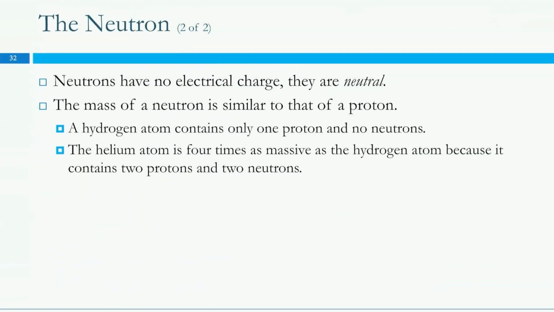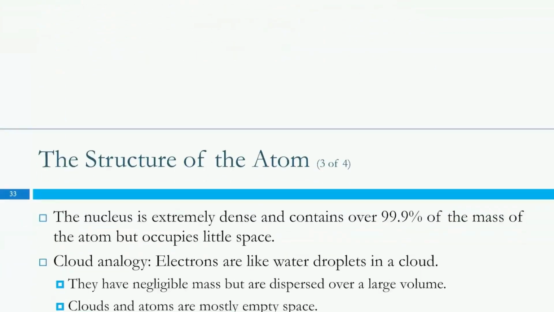So this is something you need to know, and again, it'll be on a highlight slide at the end, but neutrons have no electrical charge, and the mass of a neutron is similar to that of a proton. So hydrogen atom, 1 proton, no neutrons. Helium atom has 2 protons and 2 neutrons. And for the most part, the number of neutrons and the number of protons is approximately equal as you move up the periodic table, up to a certain point, and then you start needing way more neutrons than protons. Okay, so those are neutrons.